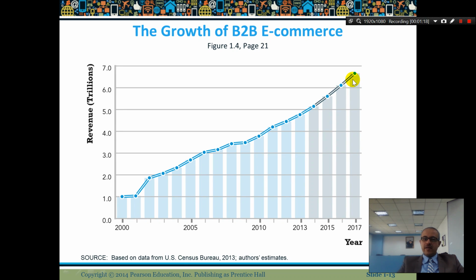To show you the growth of business to business transactions, this is the amount from one company to another company. You can see it is in trillions now, so we're reaching like 7 trillion. You think about all company to company business, they no longer, they just do it electronically.